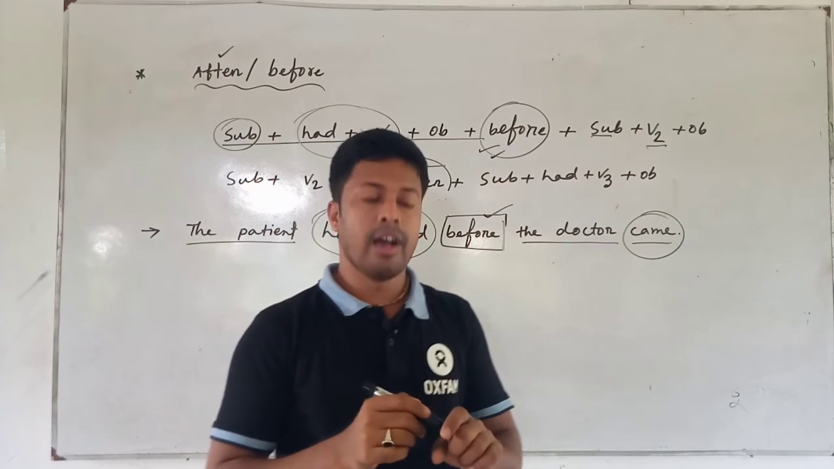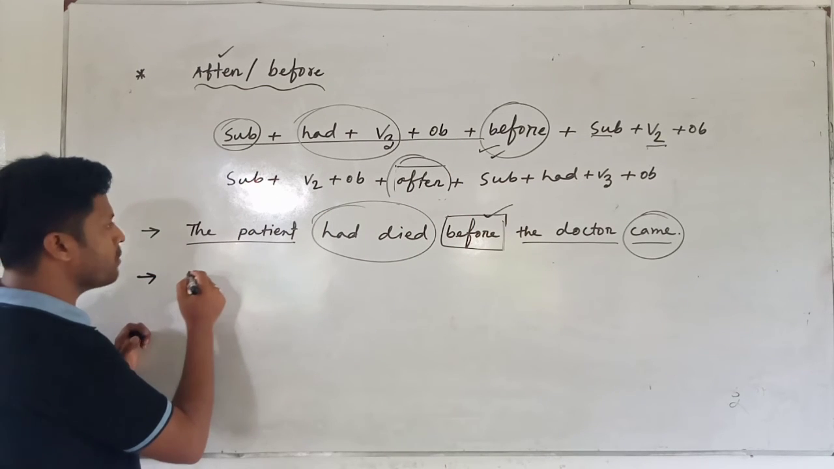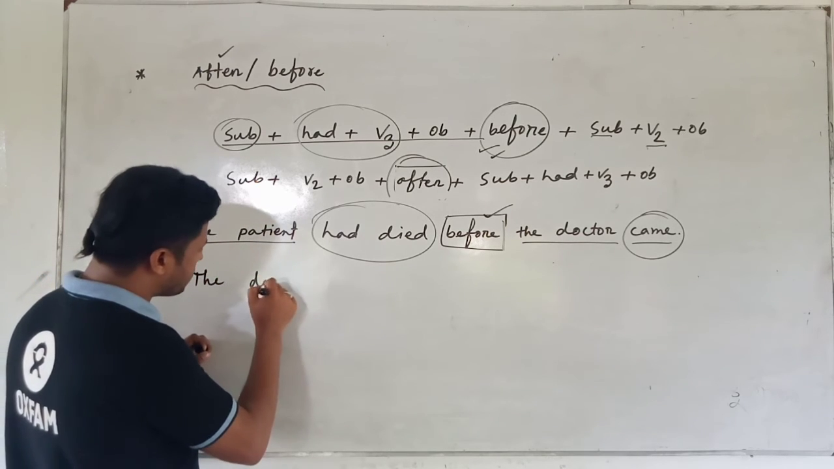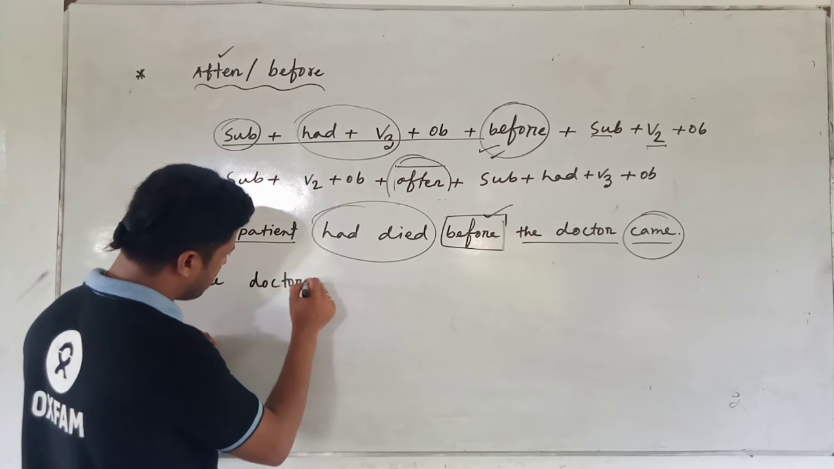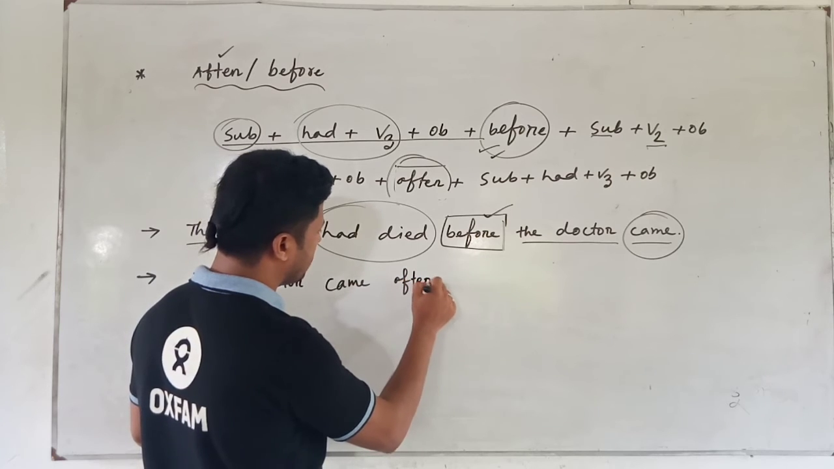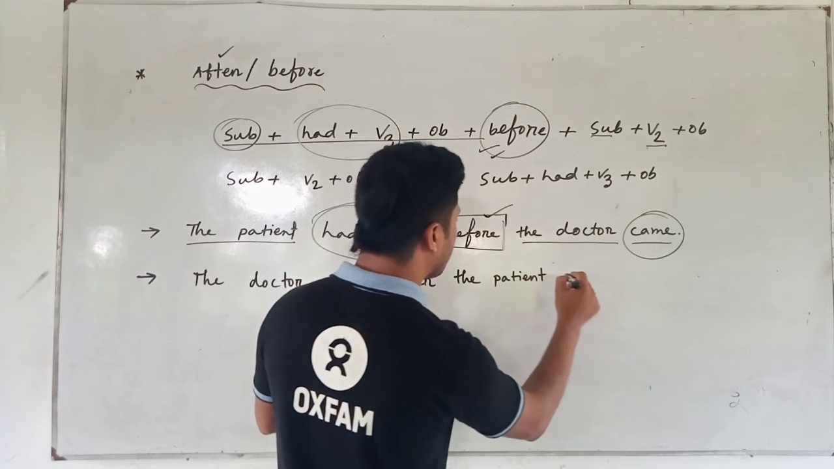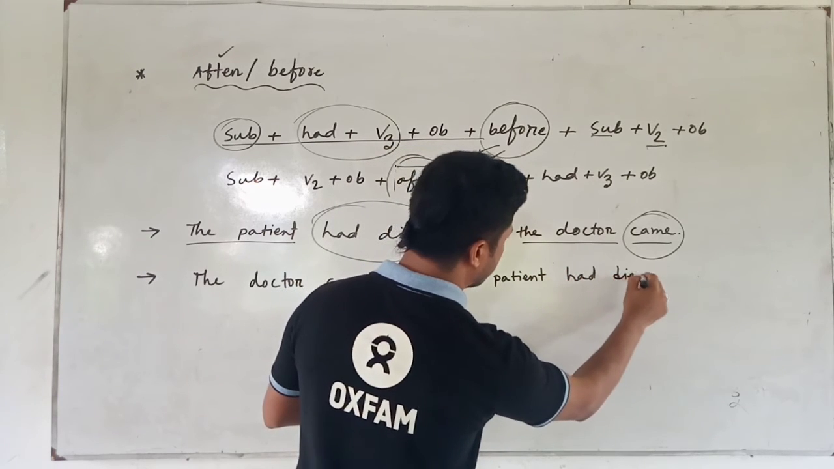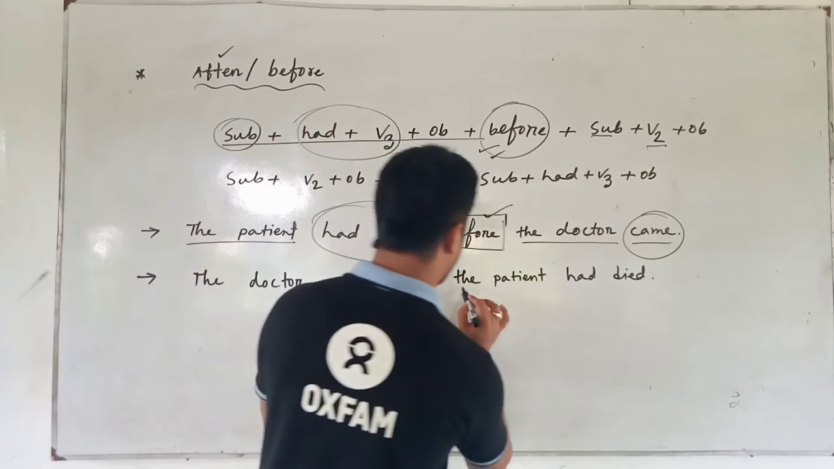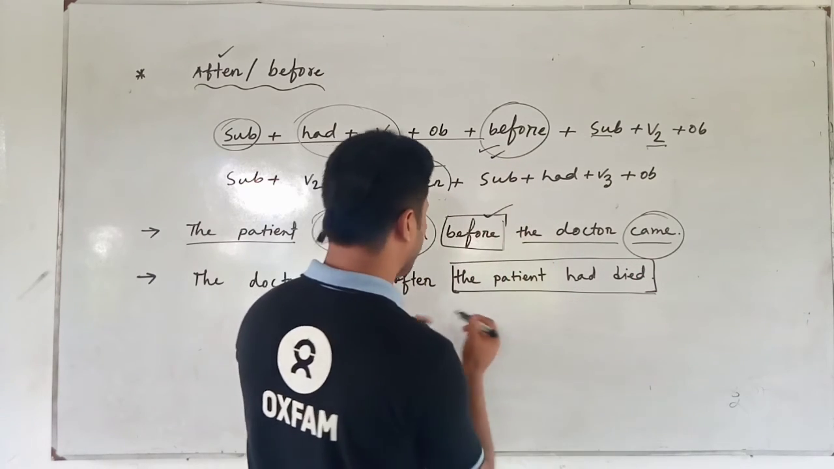Now I'm going to give you another example of the use of after. Suppose: the doctor came after the patient had died. Now I'm going to tell why this happens here. Past perfect, after and before.